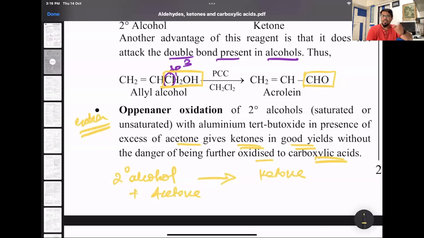The 2 degree alcohol is getting oxidized in the presence of aluminium tert butoxide. Tert butoxide is (CH3)3CO, and aluminium tert butoxide has this three times and then Al. In the presence of acetone, the 2 degree alcohol has got oxidized and acetone will get reduced to isopropyl alcohol. So it's basically like a redox reaction only.